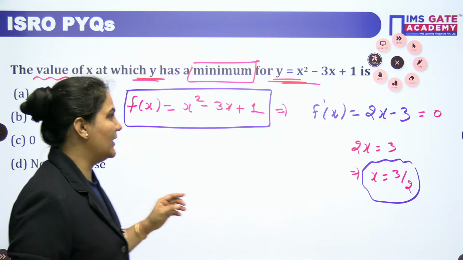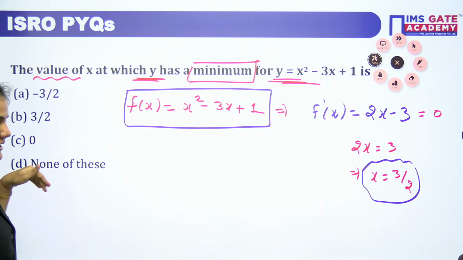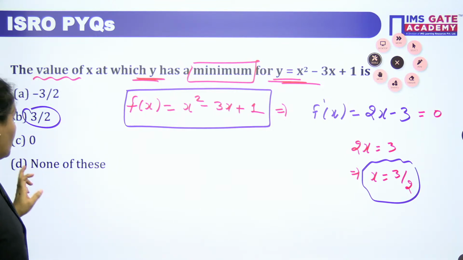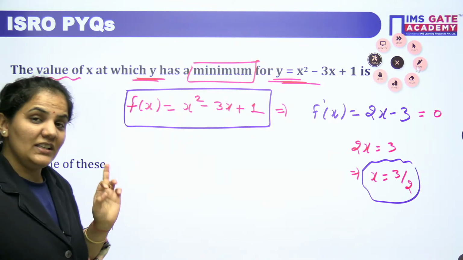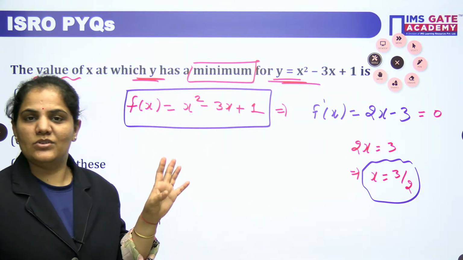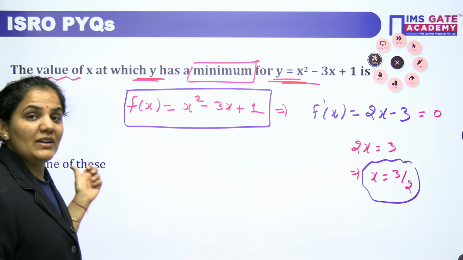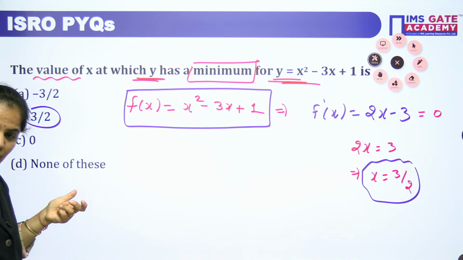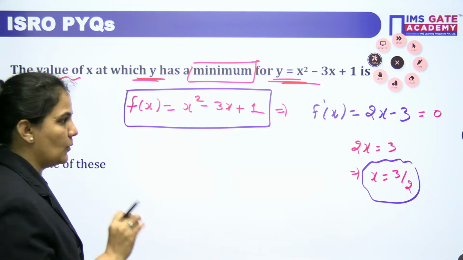Actually you can write directly on the option, as among the given options we have 3 by 2. If we didn't have none of these, then I would directly switch to 3 by 2. But here we have one option as none of these also. So I need to be careful for this specific option also.